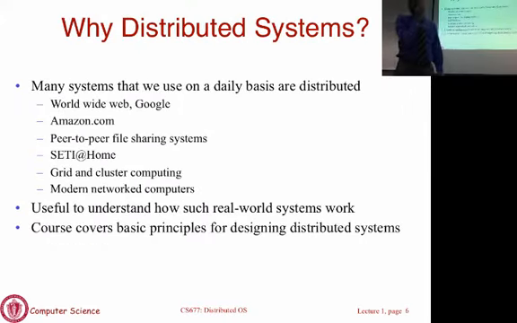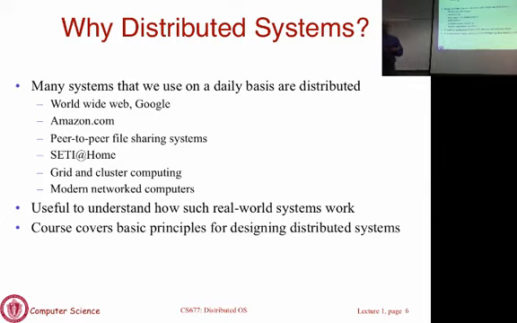Okay, so that's the background. I'm going to now start with the introduction to distributed systems. We'll talk a little bit about what they are, why they should interest us, and then I'll give a little bit of history and talk about various types of distributed systems.